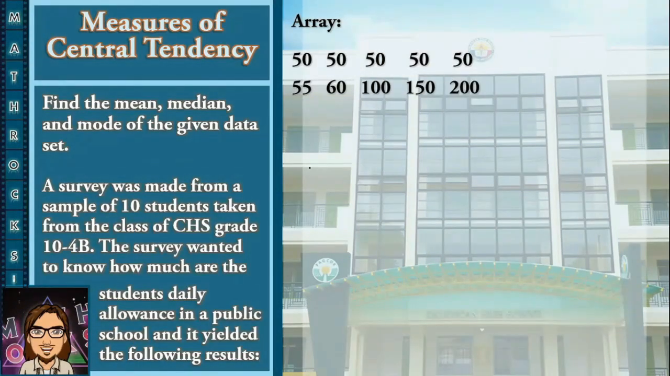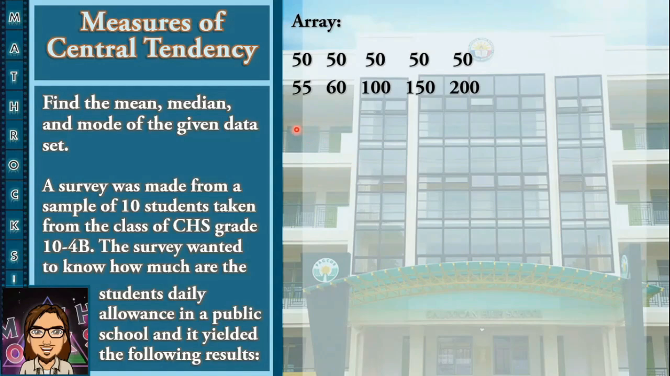And for our next example, here we have a survey made from a sample of 10 students taken from the class of CHS grade 10 4B. The survey wanted to know how much the students' daily allowance in a public school is, and it yielded the following results. So here we have an array for our given. So we no longer need to arrange the given because we are already given an array.